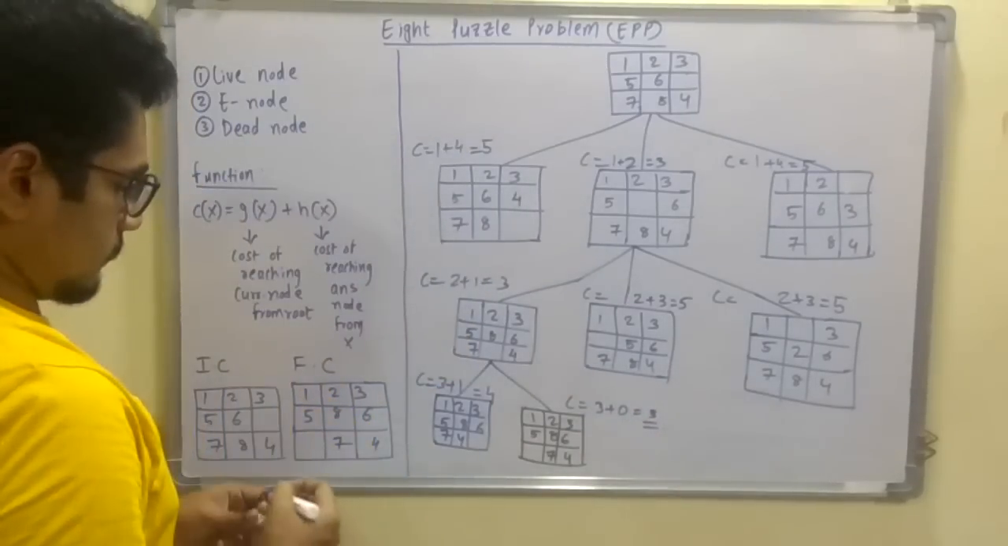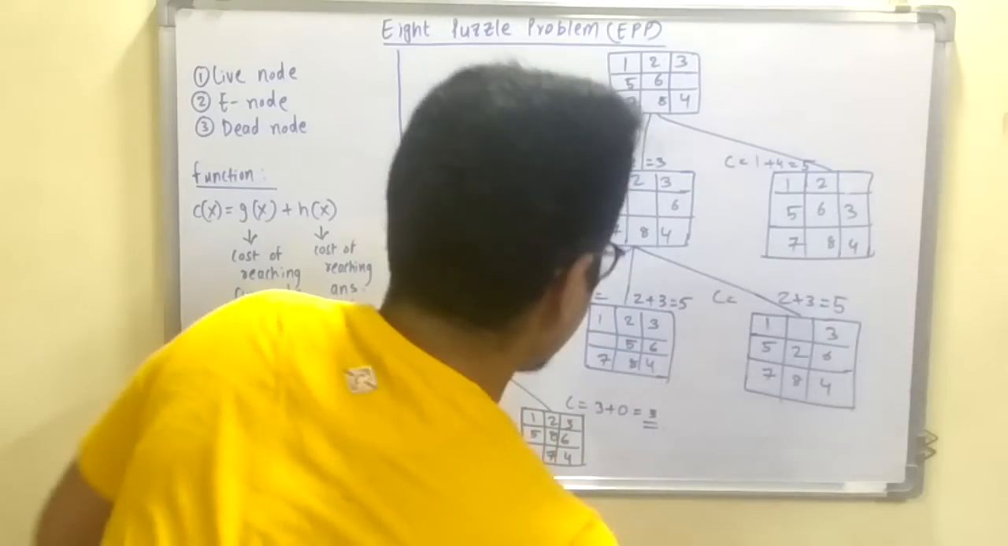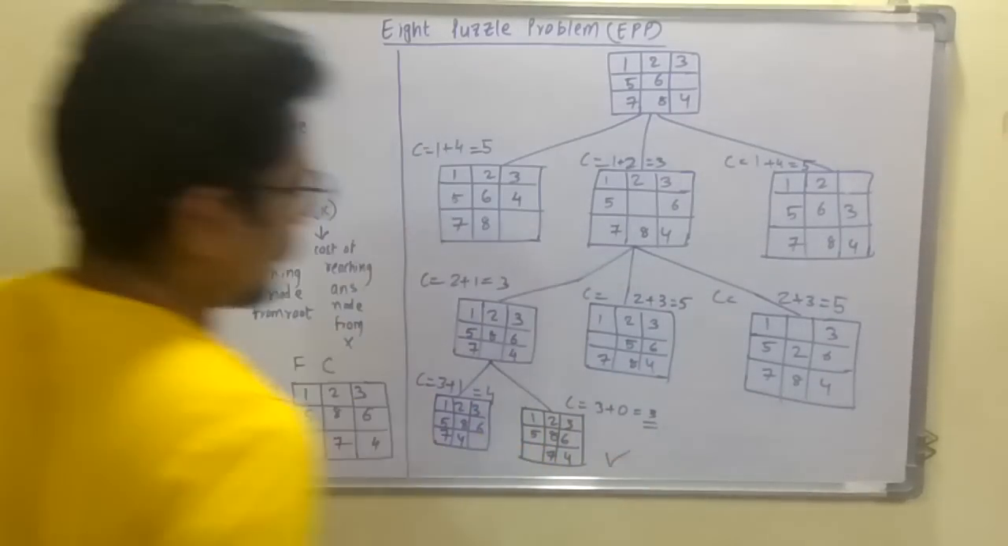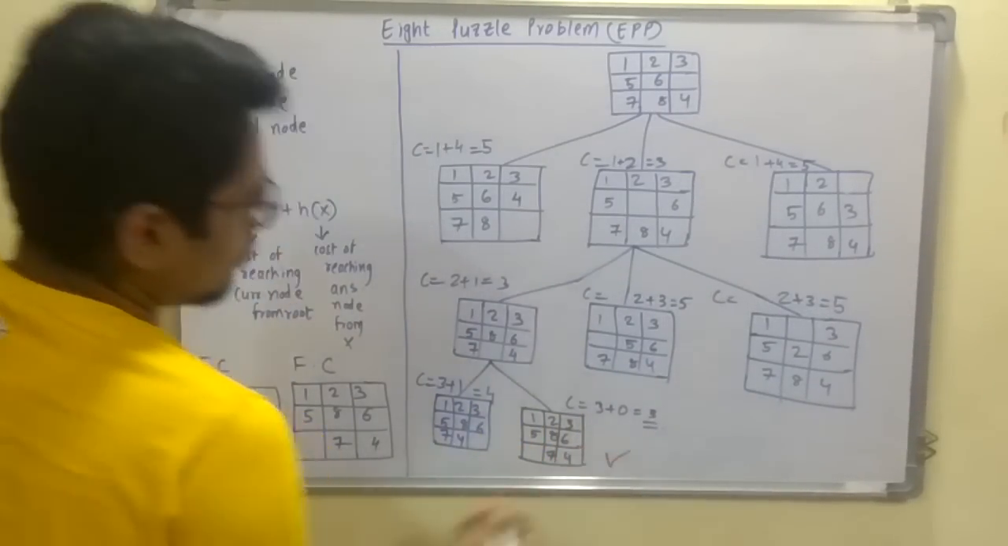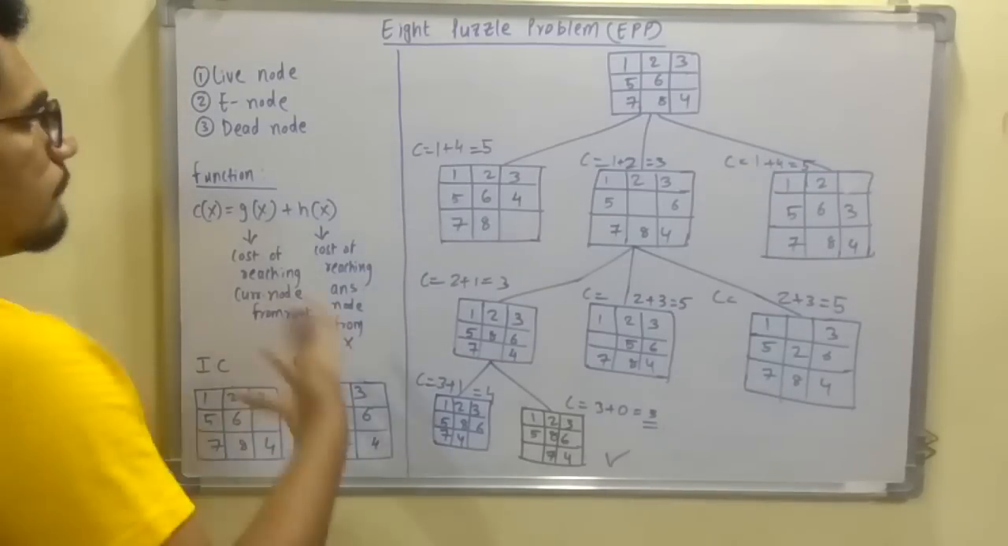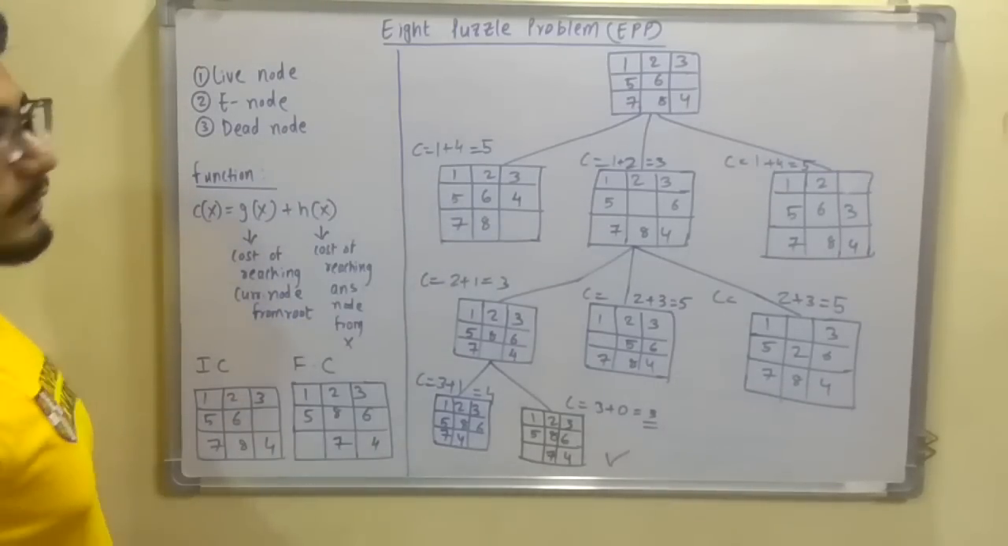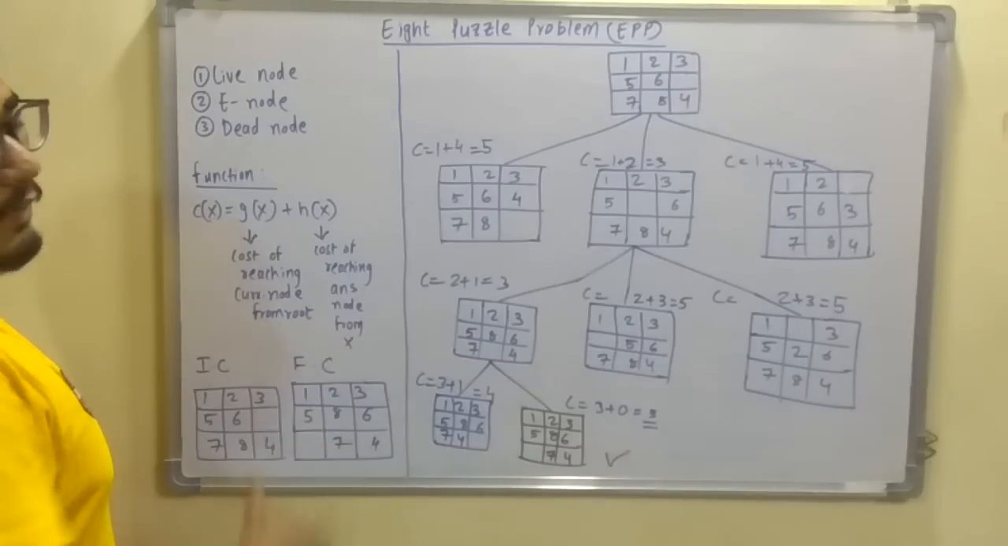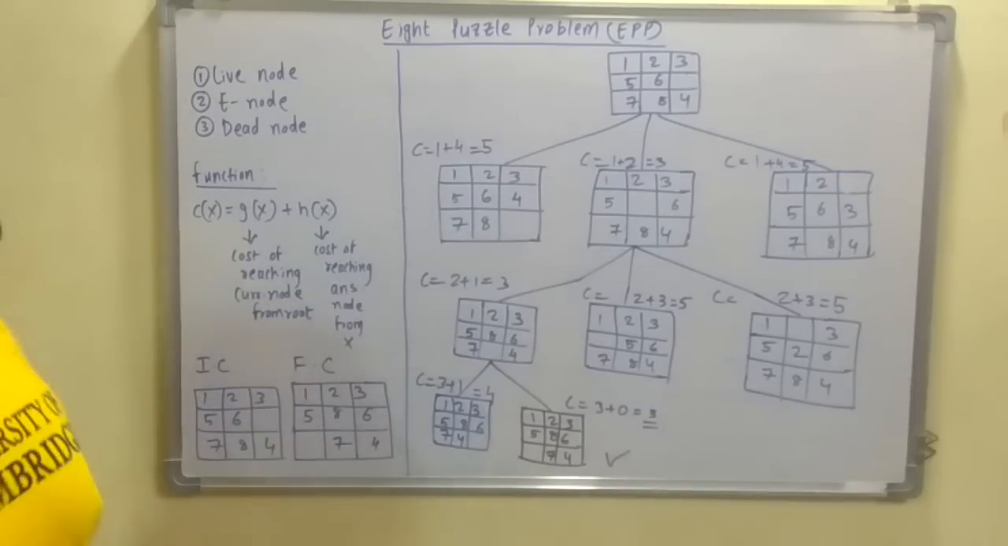So this is the lowest cost, and so you will be accepting this as your final configuration or the final solution to this problem. So we have reached the initial configuration as well as the final configuration according to the 8 puzzle problem. So that's all about this 8 puzzle problem in artificial intelligence.